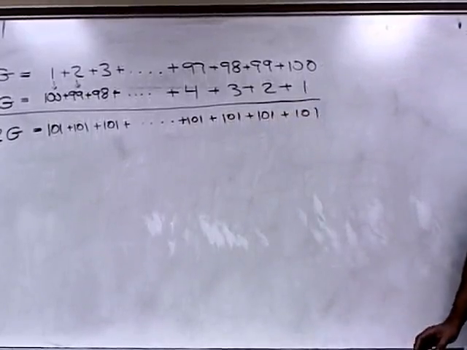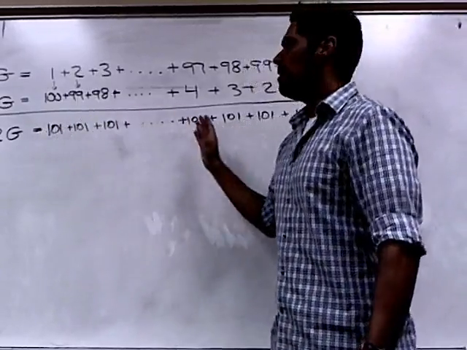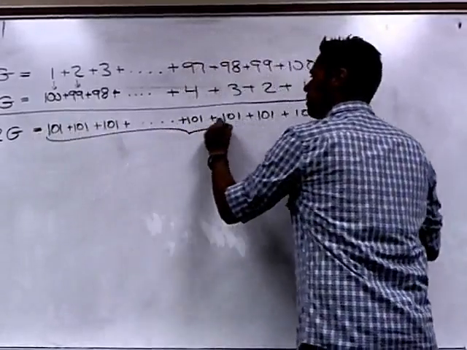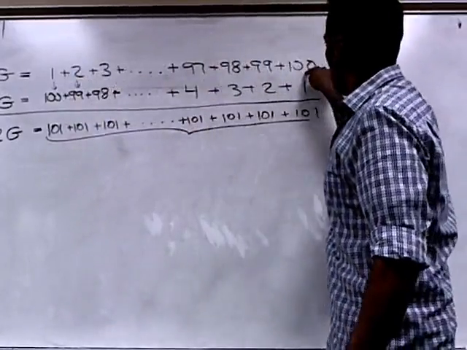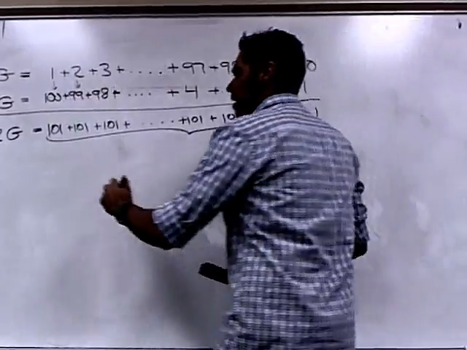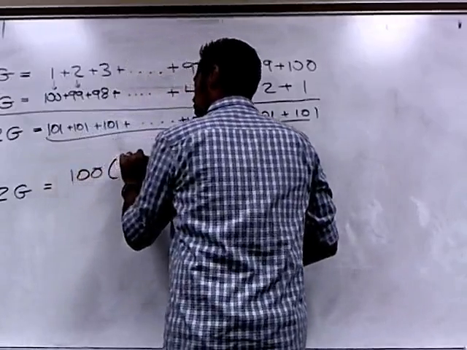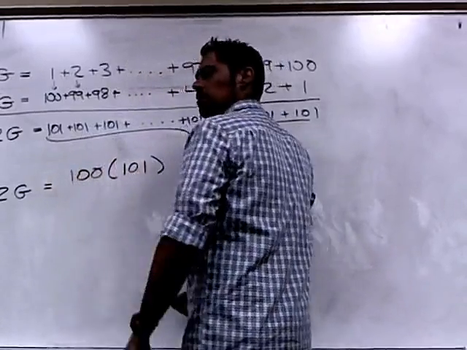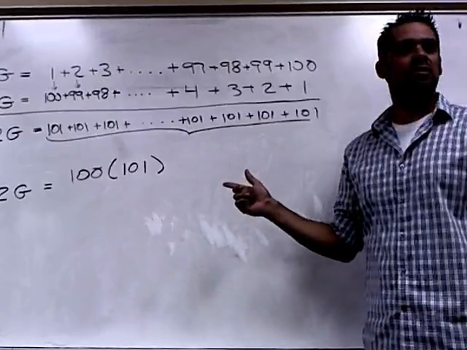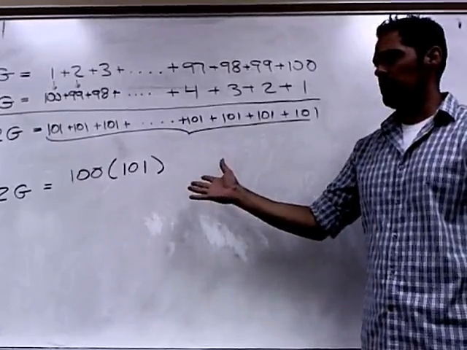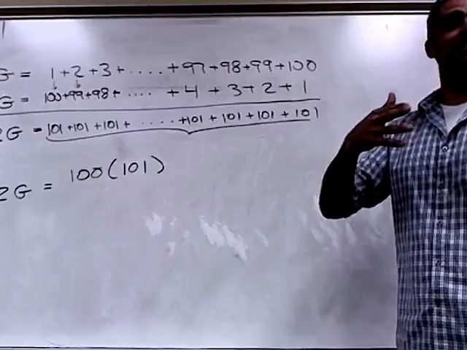See that? So Gauss said, look, I have the same number appearing here. And then he realized, well, how many of them do I have? How many of those 101s are there? Well, there's 1, 2, 3, 4. There's 100 of them, right? So he realized that 2G is 100 101s. And then divide both sides by 2, and you have what it should be, right? Now, are you agreeing, or do you follow that?